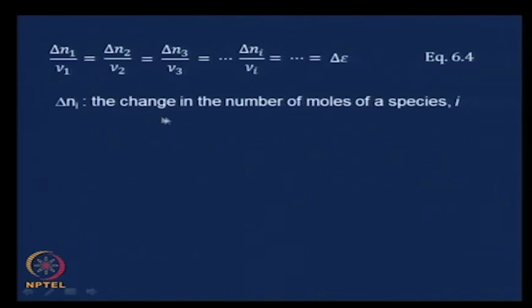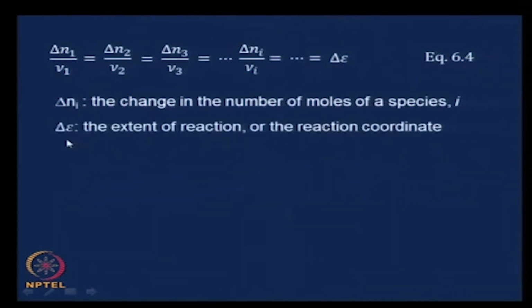Delta Ni, as I said, was the change in the number of moles of a species i, and delta epsilon is the extent of a reaction. It is also called the reaction coordinate, if you recall this term from your earlier courses. Delta epsilon, the reaction coordinate, or epsilon is the reaction coordinate.